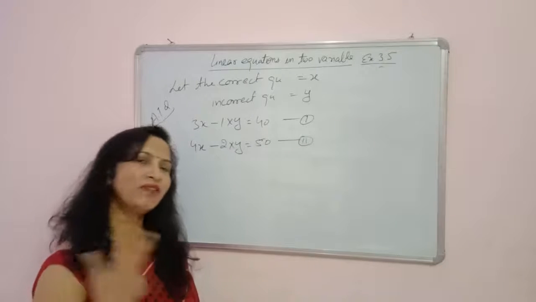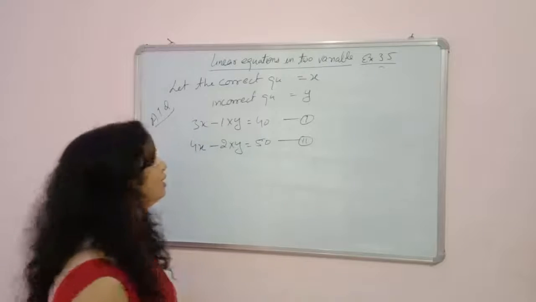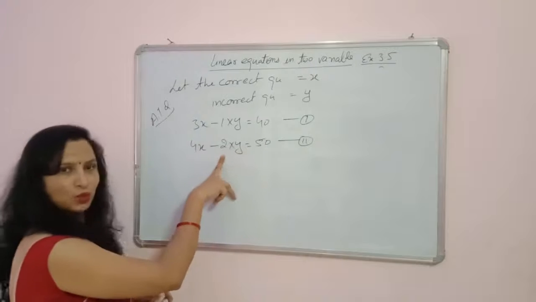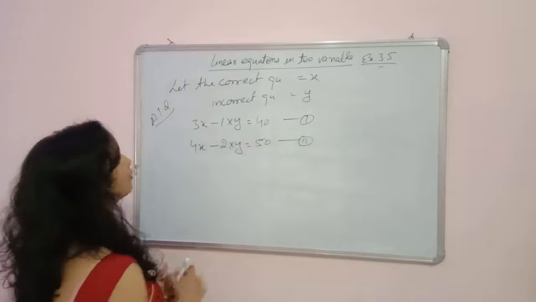Okay, so you can solve this equation by any of the methods. Now the easiest method is the elimination method. Since we know that the coefficient of y is 2, and if we want to cancel out the y, we have to multiply this equation by 2.